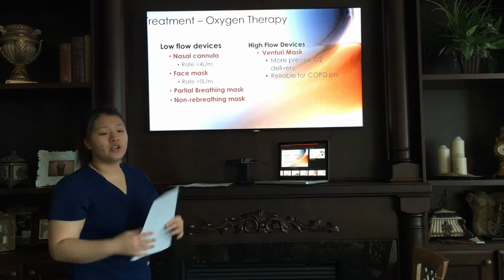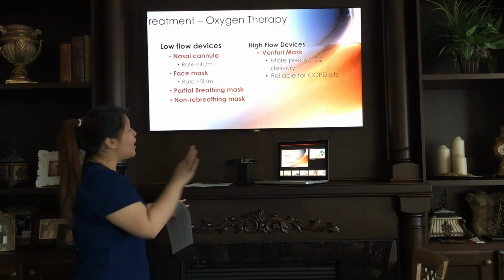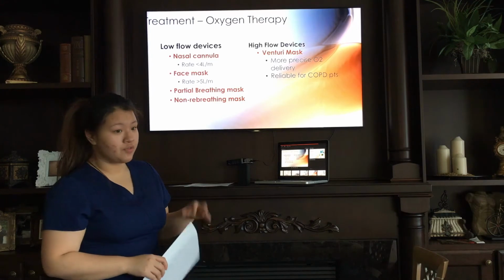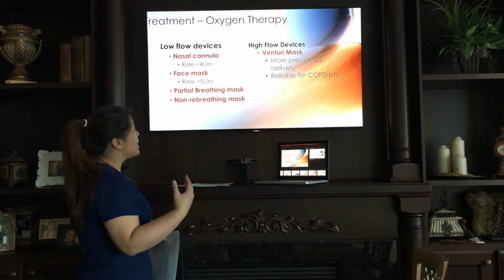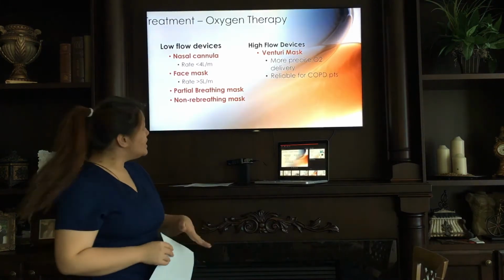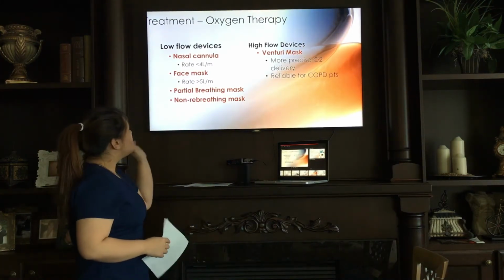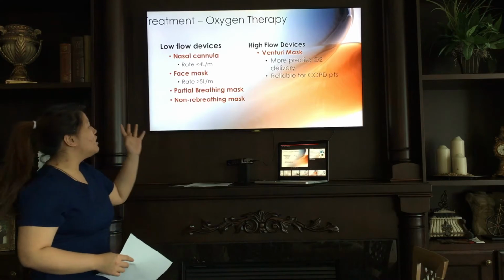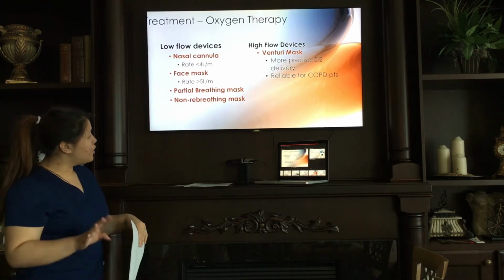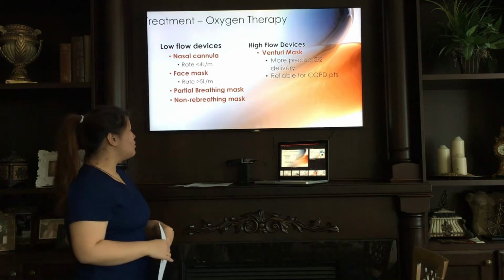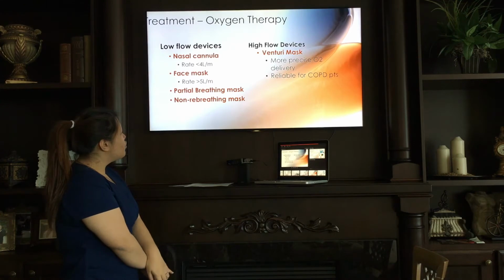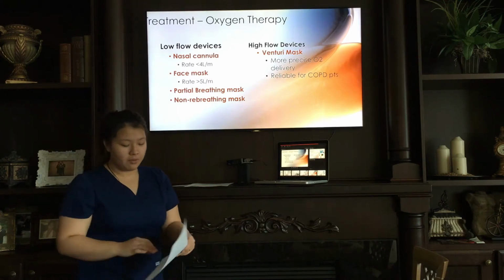And this is a very good thing to know for us as nurses, as many of us do realize that we can usually only give 2 to 4 liters for our patients before getting help from a respiratory therapist. But if you do need help prior to that, please do contact them. We also have our face mask, and the face mask gives a little bit more than 5 liters of oxygen per minute, and these are very simple face masks that we use. And we also have our partial breathing mask, or our non-rebreathing mask.